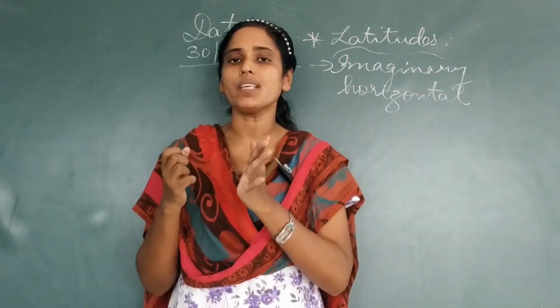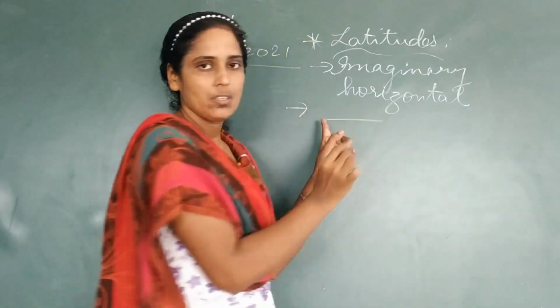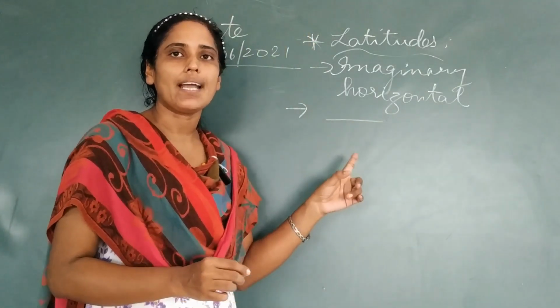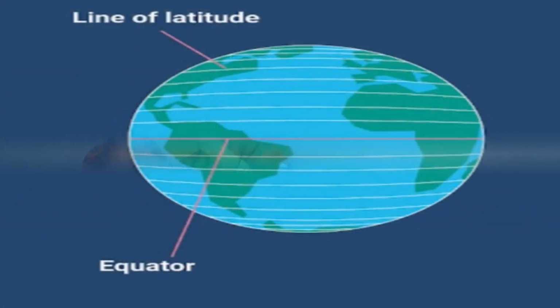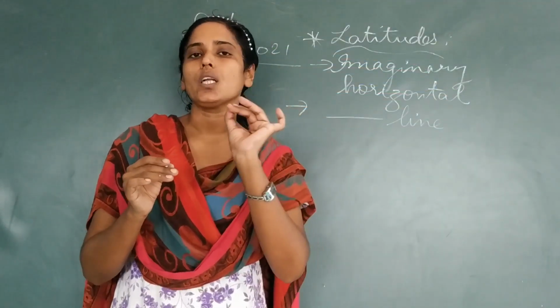And if any point on Earth's surface is connected by a straight line to the center of the Earth, then that line becomes the latitude of the point as far as the angle of the center is along the equator. I repeat, if any point on the Earth's surface is connected by a straight line to the center of the Earth, then that line becomes the latitude of the point as far as the angle of the center is along the equator.